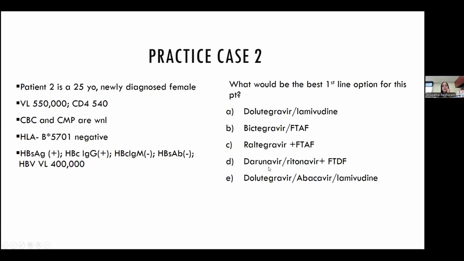And then the fourth one here, I said darunavir, yeah, that's a base, but look at the booster, ritonavir, right? That was not on the recommendations, and also tenofovir, right? With this combo is not in the recommendations, so that would not be it. And then here again, we're stuck with that abacavir, which is not first line. So that would leave us with option B.